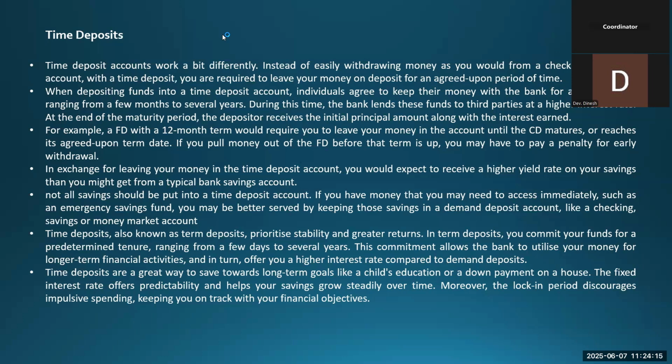Fixed deposits or time deposits prioritize stability over greater returns. In term deposits, you commit your funds for a predetermined tenure ranging from a few days to several years. We have seen this, right? The fixed deposit can be booked from 7 days to even up to 10 years. Time deposits are a great way to save towards long-term goals like child education or a down payment for a house. Fixed interest offers predictability and helps your savings to grow steadily over a period of time.